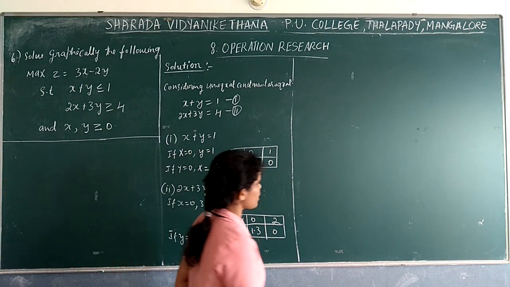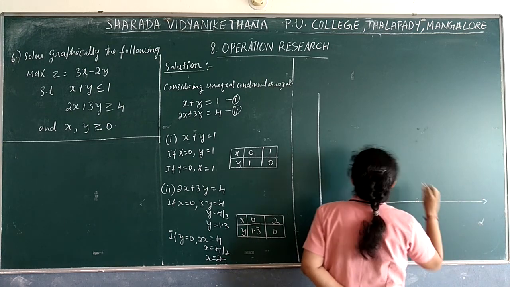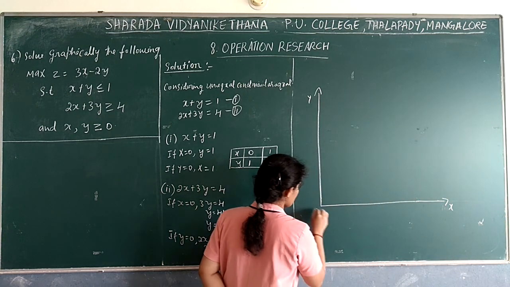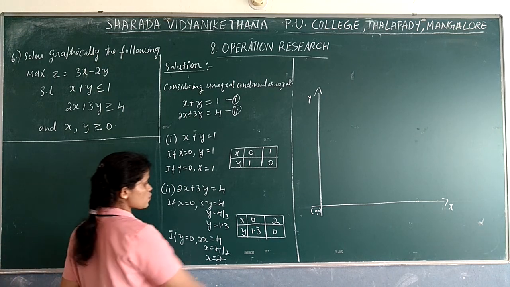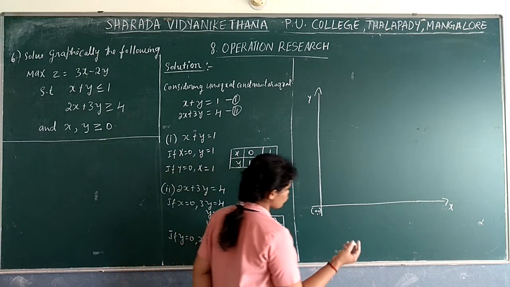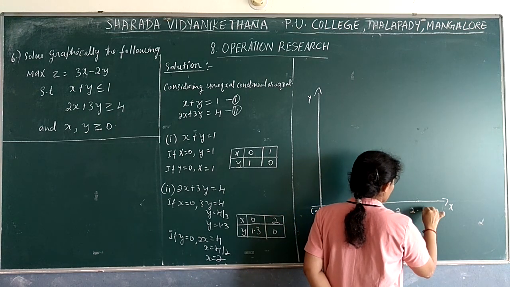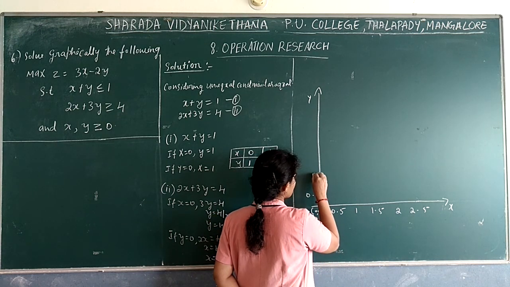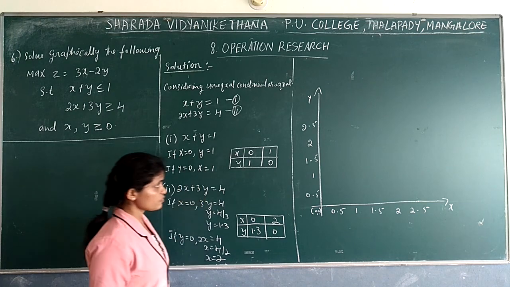Now plot this on the graph. Take the x-axis and y-axis. Here y, and this side it is x. Now see the values. What values do we need to plot? On the x-axis you see, here it is 1 and here it is 2. So we can go with 0.5, 1, 1.5, 2, 2.5. Then for y, there 1.3 and here it is 1. There also we'll go the same way: 0.5, 1, 1.5, 2, 2.5. Now write the scale.